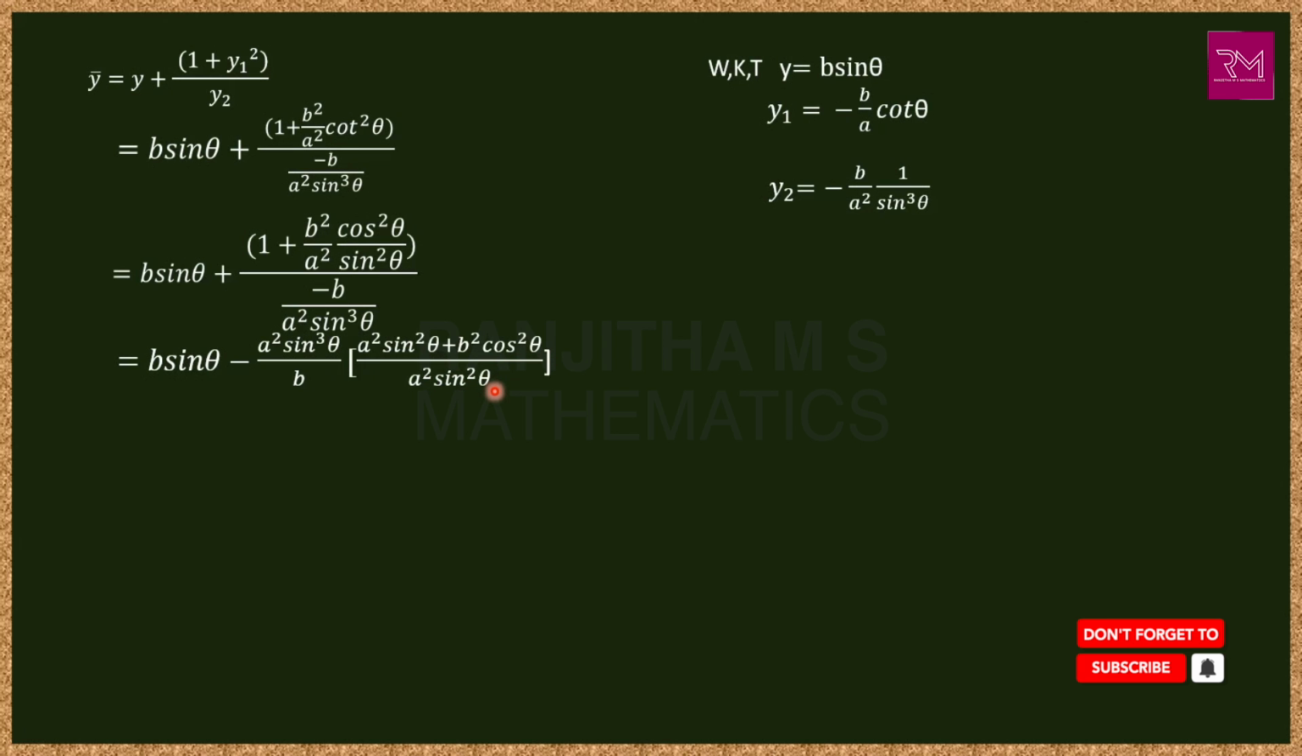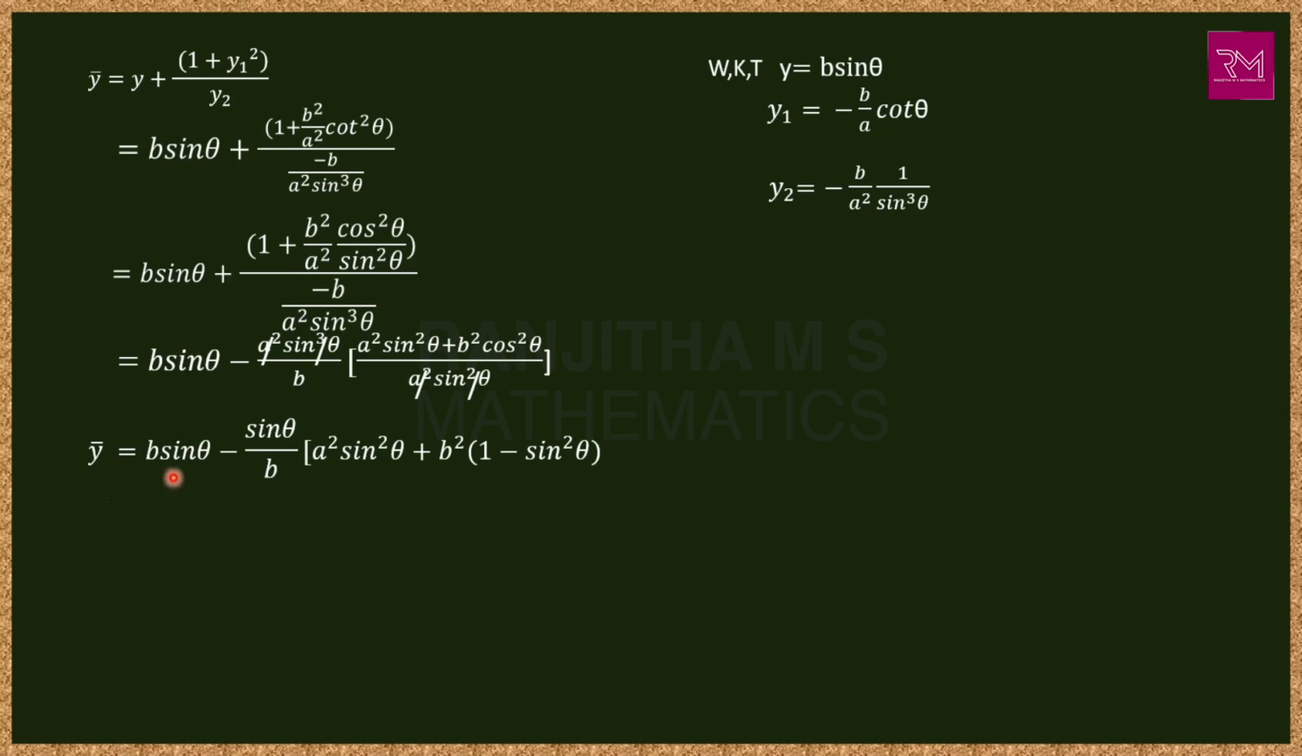As before, we already discussed how to find x bar. In the similar way, we have to find y bar. Here a square gets cancelled and sin cube theta and 1 sin square theta gets cancelled. We get y bar value as b sin theta minus, here a square and sin square theta gets cancelled. Here remaining is sin theta divided by b into a square sin square theta plus b square into, here all the terms are sin theta, hence we have to replace cos square theta in terms of sin as 1 minus sin square theta.